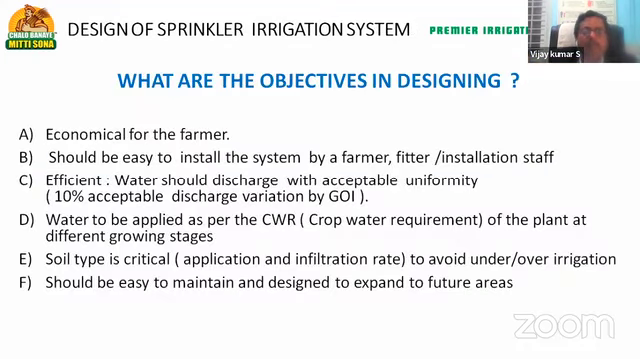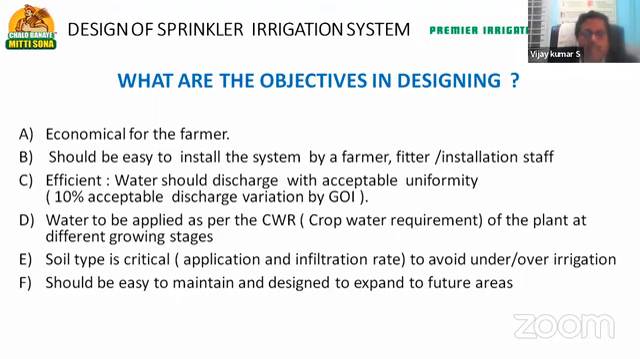Now let us look at what the objectives are in designing a sprinkler irrigation system. First and foremost, any design should be economical for the farmer. Second, it should be easy to install by the farmer, and the installation cost and the fitting should be very simple. Third, the most important one, it should be efficient. Efficiency in terms of water distribution. When we design the system, the water should be distributed across the field with a maximum of 10% discharge variation, which is stipulated by the Government of India.